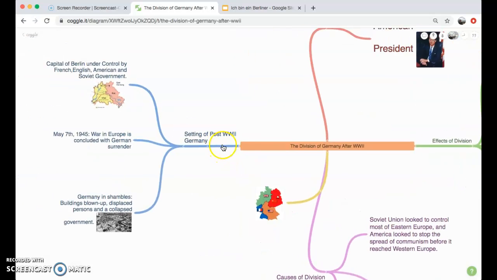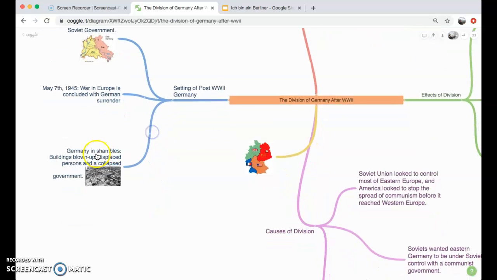The setting of post-World War II Germany. As you remember, on May 7th, 1945, the war in Europe is concluded with the German surrender. And at the time, Berlin and Germany are split into four sections. There's the French, English, American, and Soviet sections. In addition, Germany is in shambles, as is much of Europe, with buildings blown up, displaced persons, and collapsed governments.